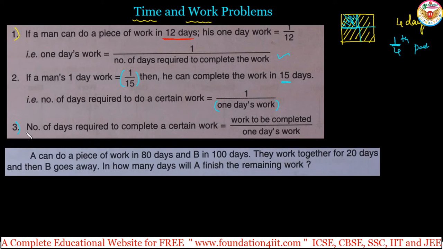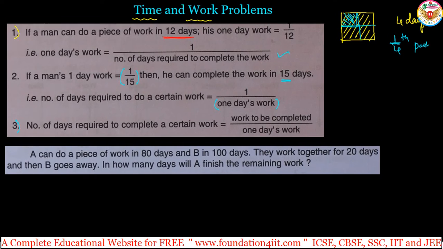Next, third one. Number of days required to complete a certain work. One more option is work to be completed divided by 1 day's work. How much work should be completed, that is, the balance work, divided by 1 day's work capacity, is the number of days required to complete a certain work. Okay, so these three statements we'll use in these problems.